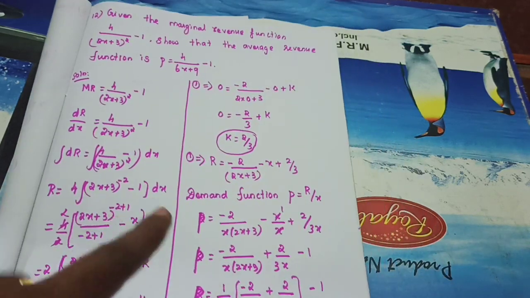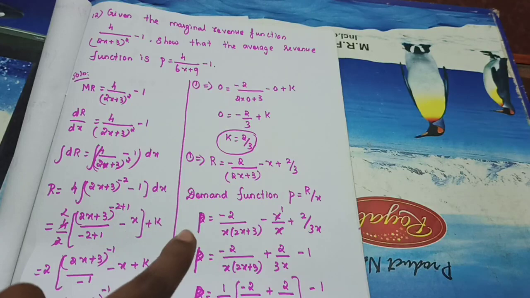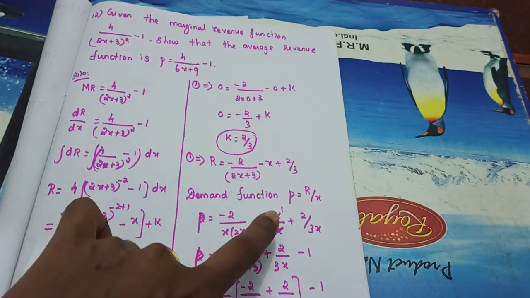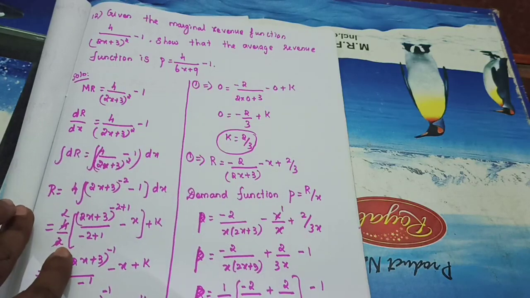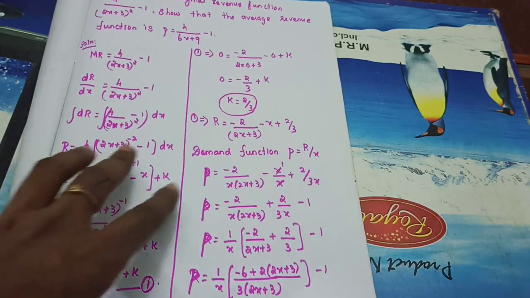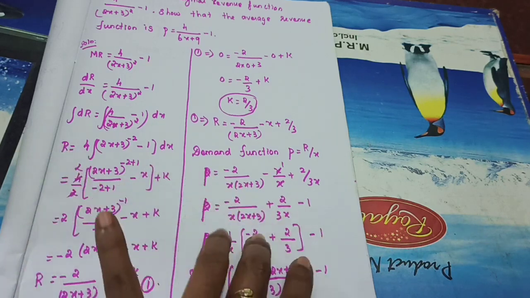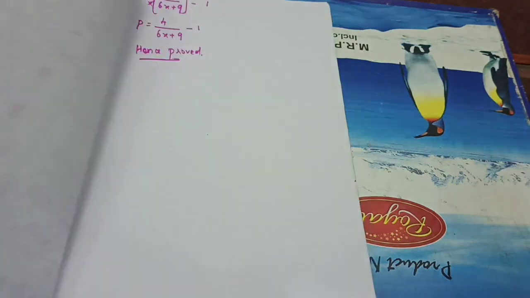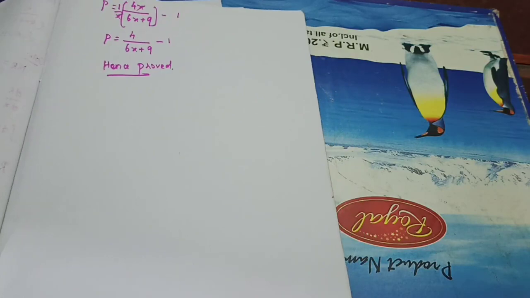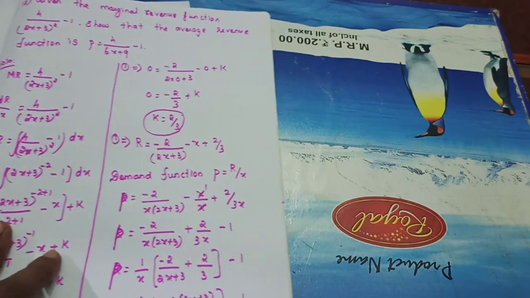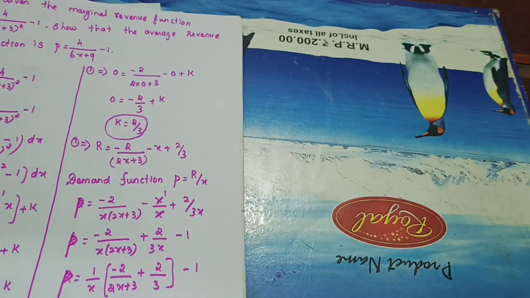So substitute in equation 1. From that you will get the k value. So equation 1, substituted the k value. Demand function P is equal to r by x. So simplify each value by x. Cancel this 2, I have joined. Take down the LCM and then I have simplified. And I have got the answer as 4 by 6x plus 9 minus 1. Very important question. Please learn it, students. This only you need to prove. Understand?